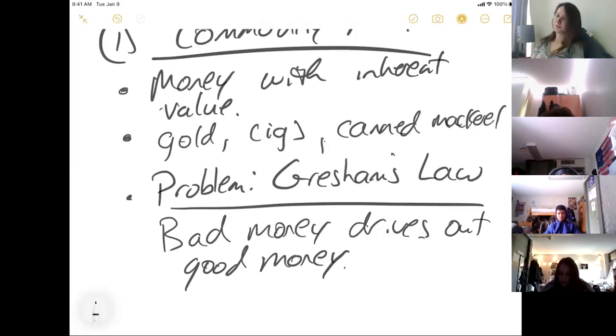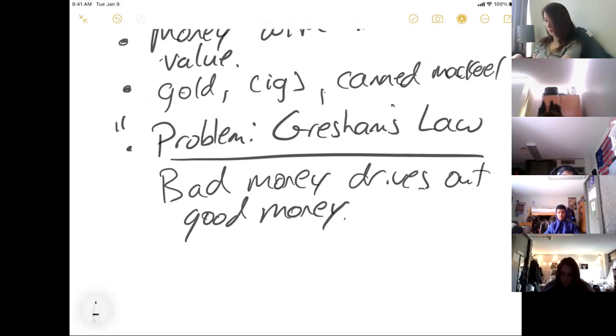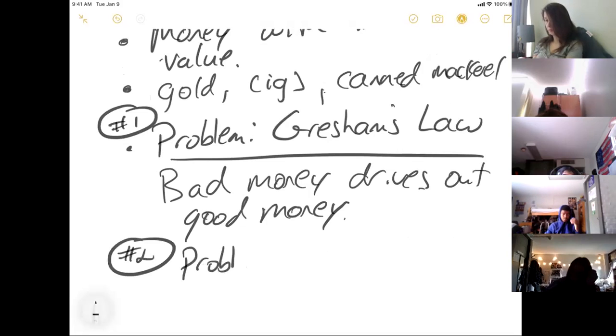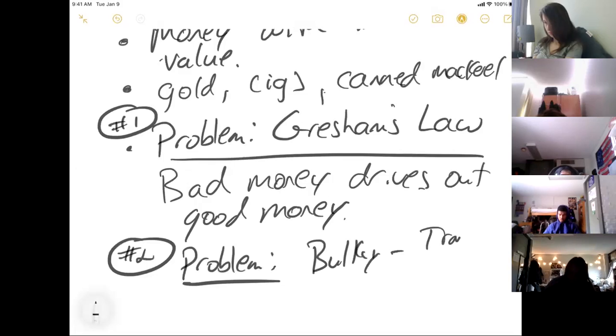And so commodity money had this huge problem in that it would just get worse quality over time. People would take gold coins and they'd melt them down and put in lesser quality metals and then remint them. And this just happened all the time. It was a problem. The other problem with commodity money, so we'll call that problem number one. The second problem with commodity money is it's often very bulky. Right, there are big transaction costs with it.